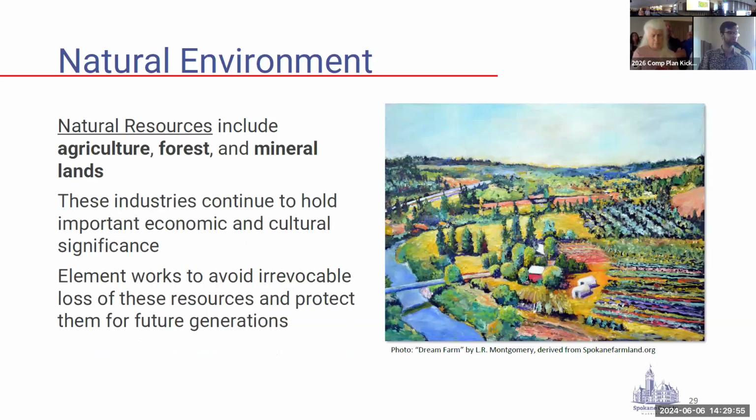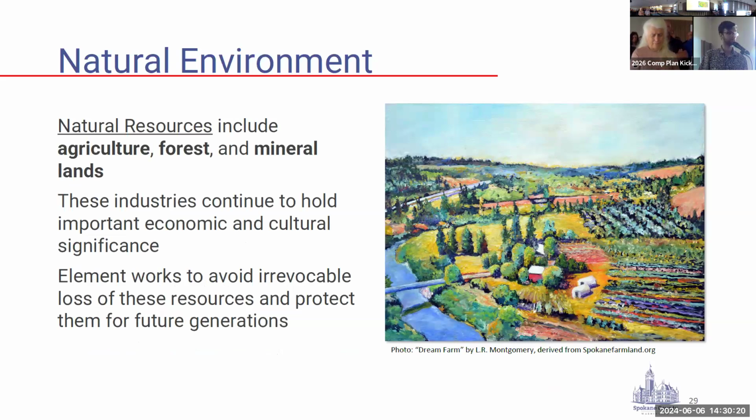So what do natural resource lands really include? Well, it includes our agricultural lands, our forestry lands, and our mineral lands. These are of great economic and cultural importance to Spokane County. And I think it's so important to note that once you lose those lands, they're really gone. Once they're developed, there's no getting them back.